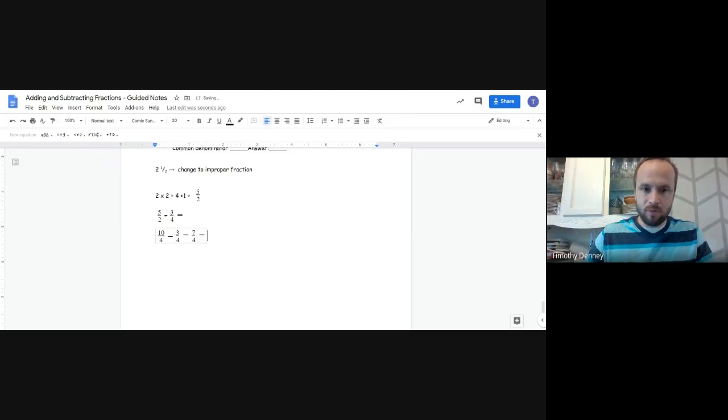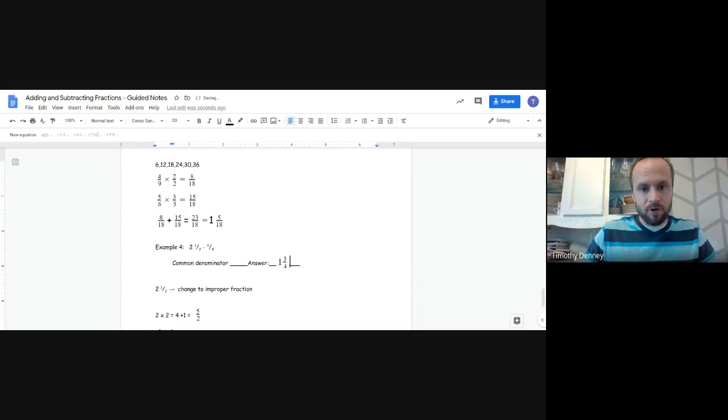That gives me 7/4. All right, which again, I have a whole here because the number is bigger on top. I have one whole. If I take 4 of these parts away to make a whole, I'm left with 3 of them. The answer is 1 3/4. And that method is changing the mixed number to an improper fraction.